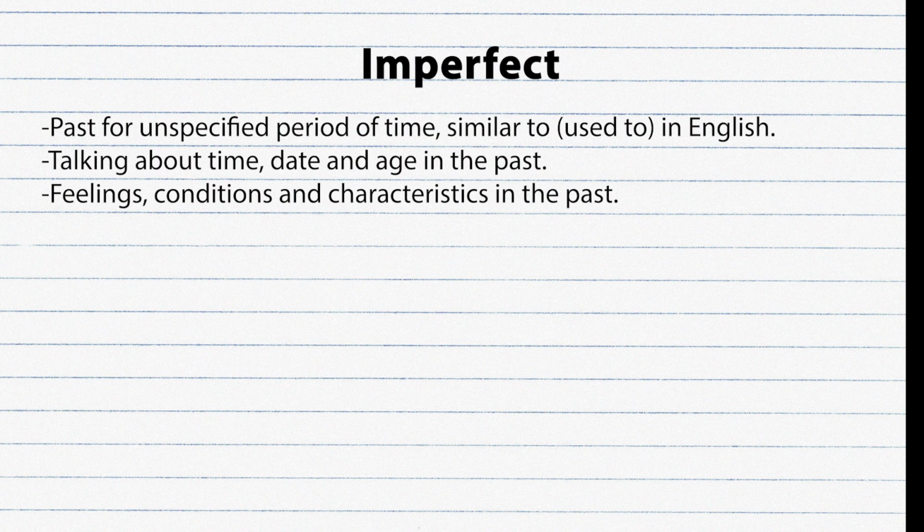The imperfect tense. The imperfect is used to talk about something that was happening in the past for a long period of time or for an unspecified amount of time. It's very similar to used to in English. It is also used to talk about time, date, and age in the past. When we talk about feelings, conditions, and characteristics in the past, we use the imperfect tense as well.